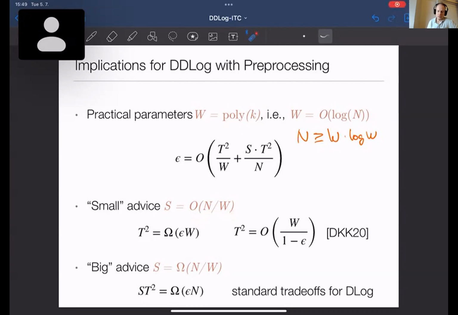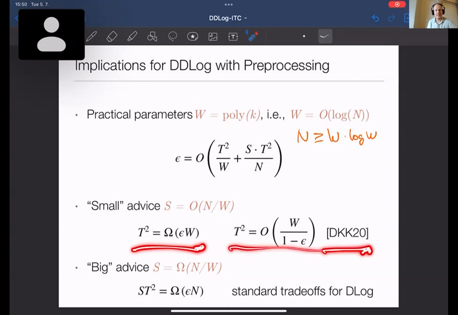So let's say I have advice of something smaller than n over log n. Then the bound that we got here translates to the trade-off t squared is Omega of epsilon w, and this is bad news. So why is this bad news? Well, because this is matched by the protocol of Dinur et al. On the table, a couple of slides back, I had exactly this result by Dinur et al.